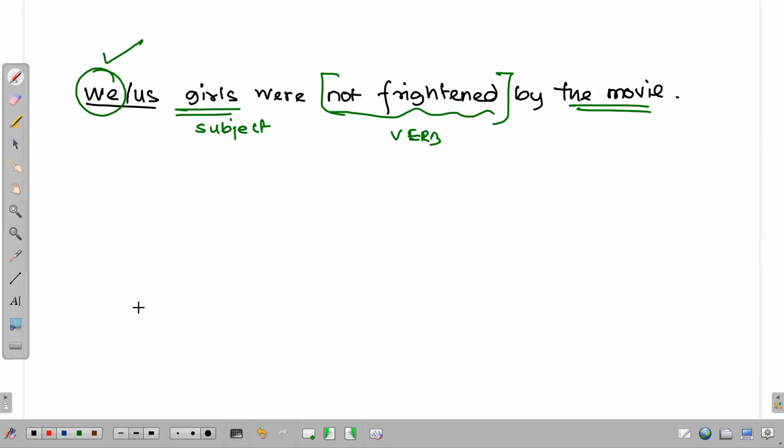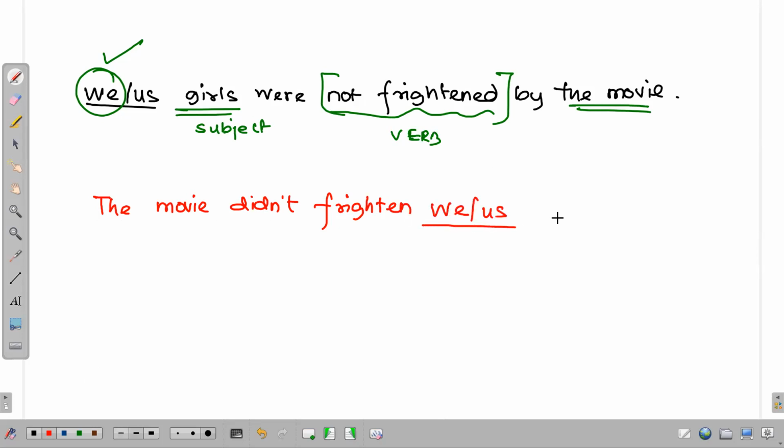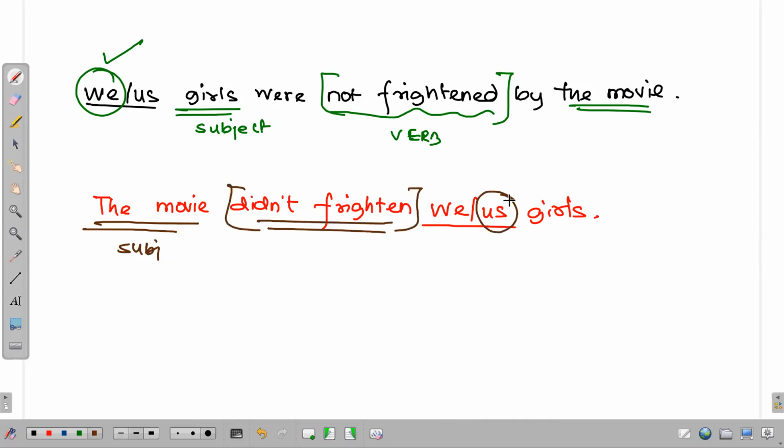But if the sentence was altered, let's say the movie did not frighten we girls or us girls. Now the movie becomes the subject, and then we are receiving the fright of the movie, and therefore we should go by us girls now.